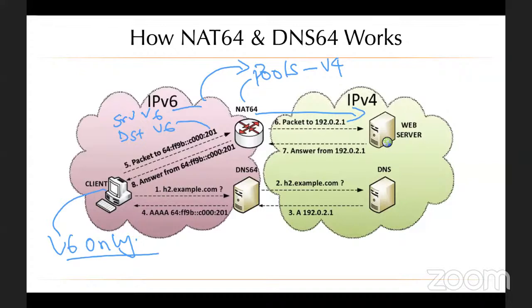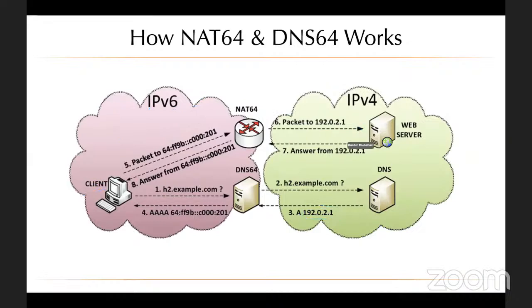Remember, we synthesized the server's v4 address 192.0.2.1 in the DNS64, right? So this is going to be the destination when we're translating. And then once the NAT64 rebuilds this packet to IPv4, it's going to send this packet to the server. The server is going to respond, right? That's number 7. Then the NAT64 device is going to do the translation.